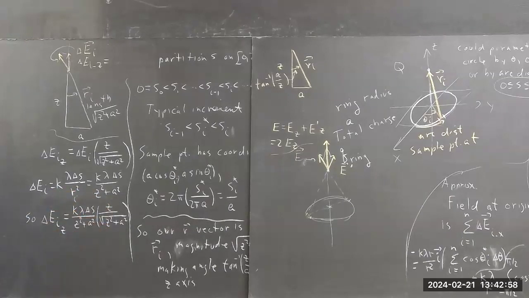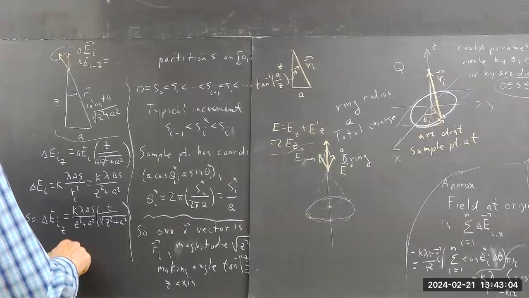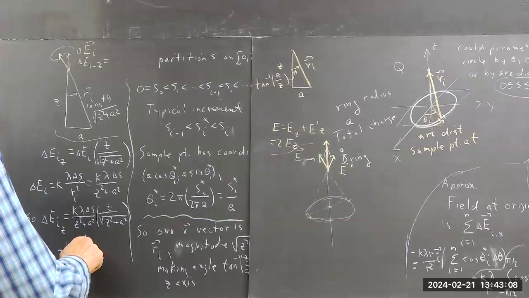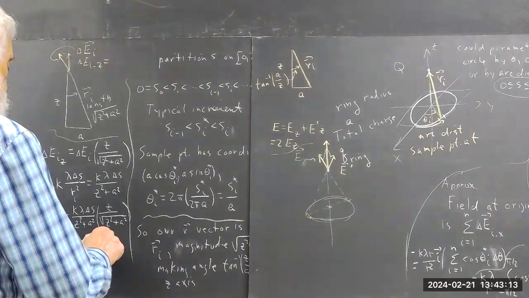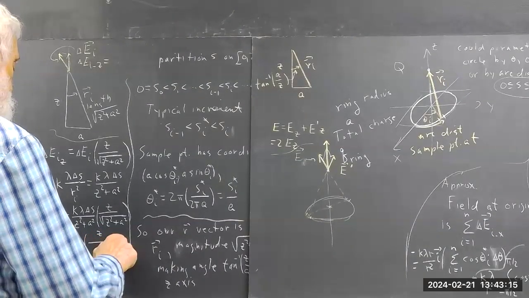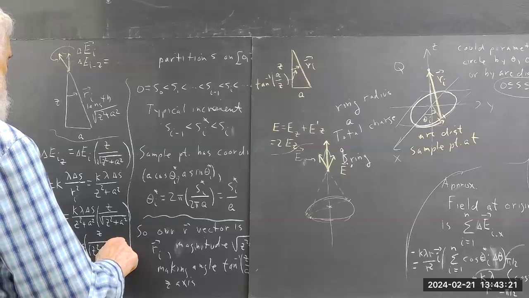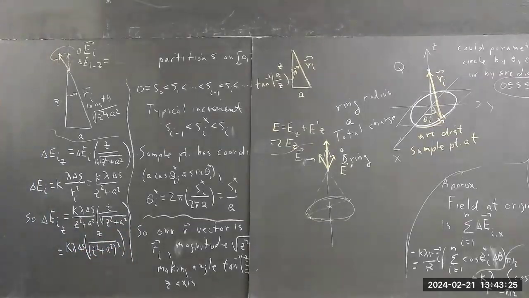There it is. And of course that comes out. I'll write it this way: K lambda delta S times Z over the cube of Z squared plus A squared.